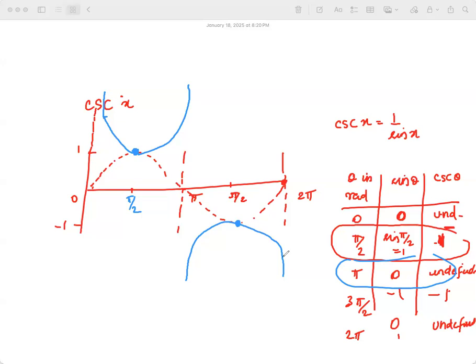If you plot the sine graphs, then cosecant graphs are easy. If you plot the cos graphs, then the secant graphs are easy. So this is the parent cosecant graph. Coming to secant graphs, right?